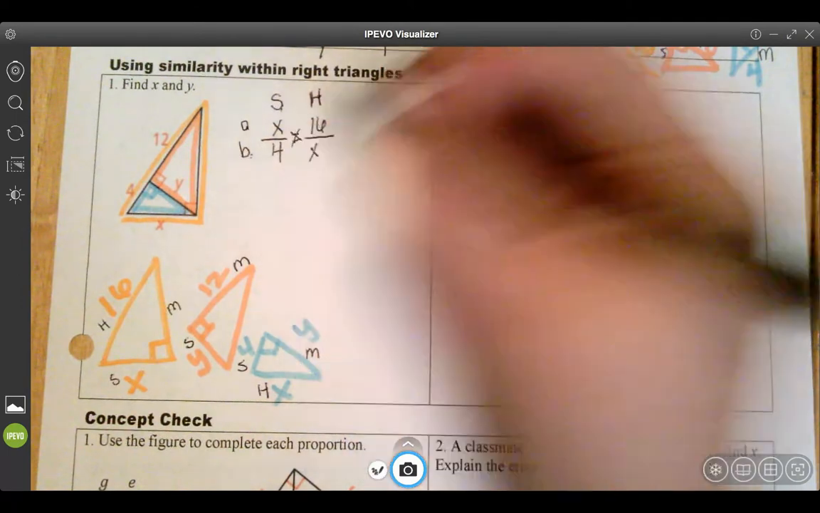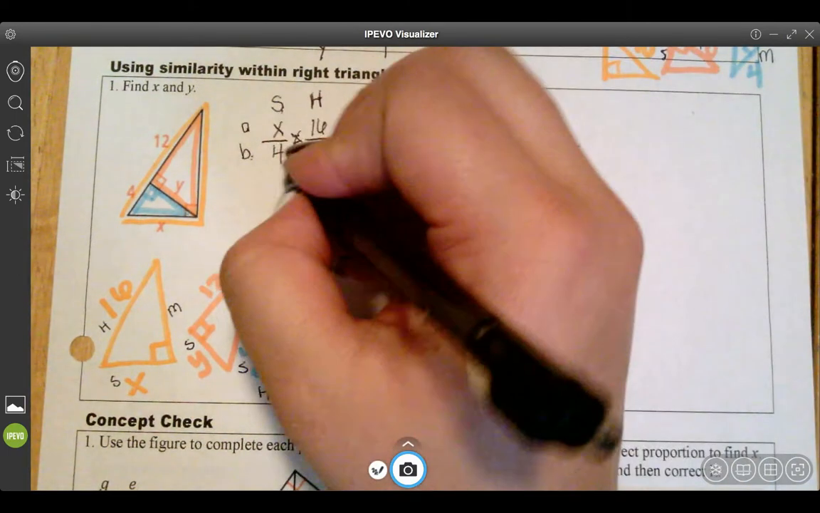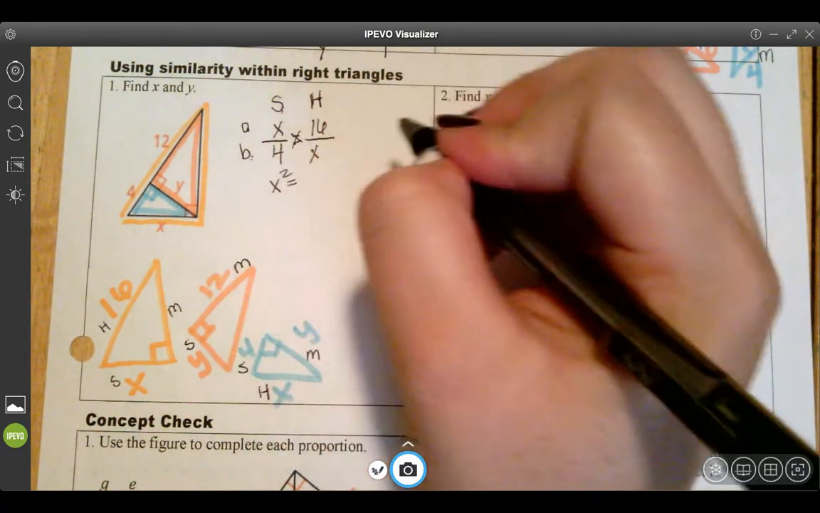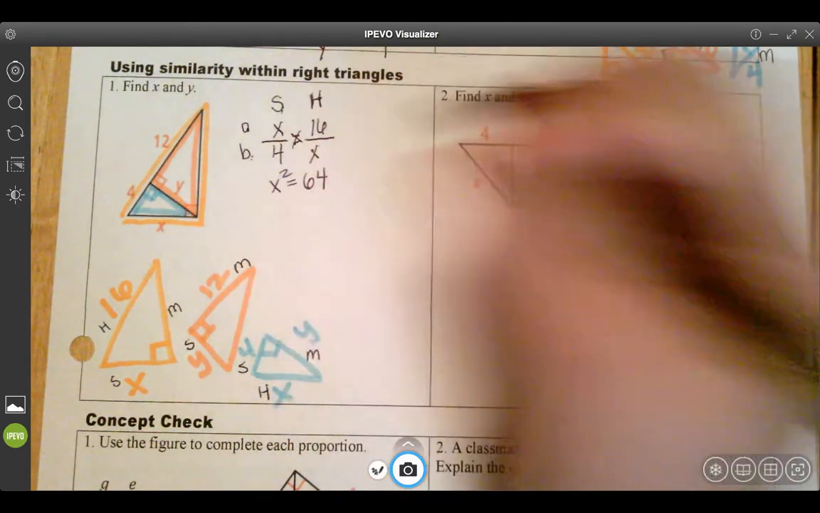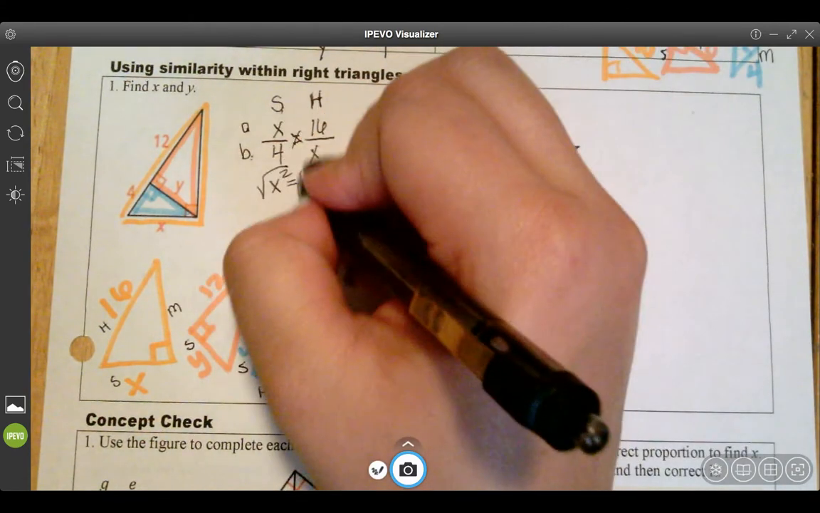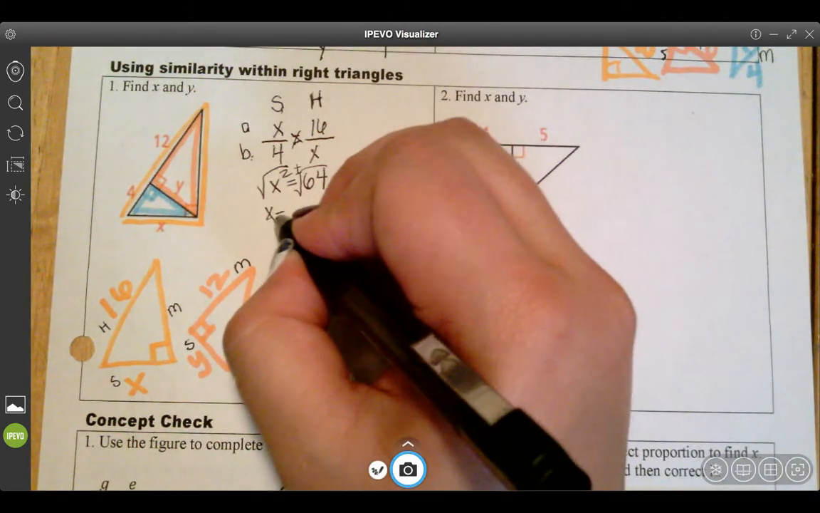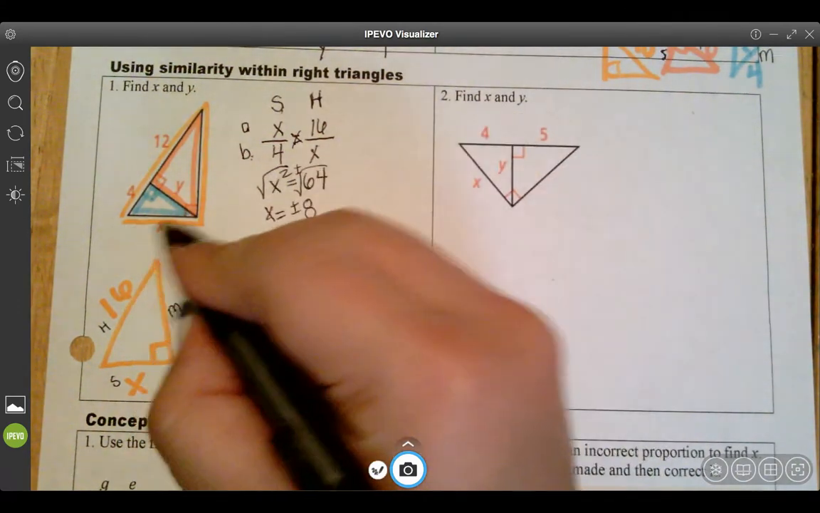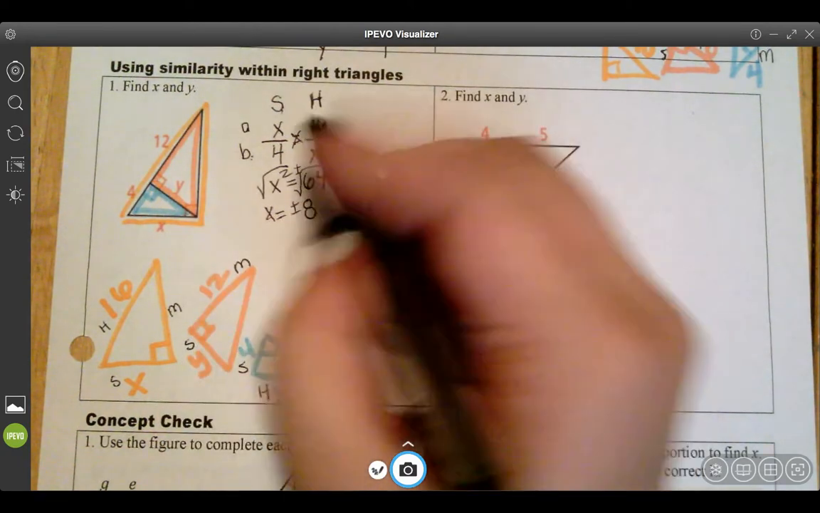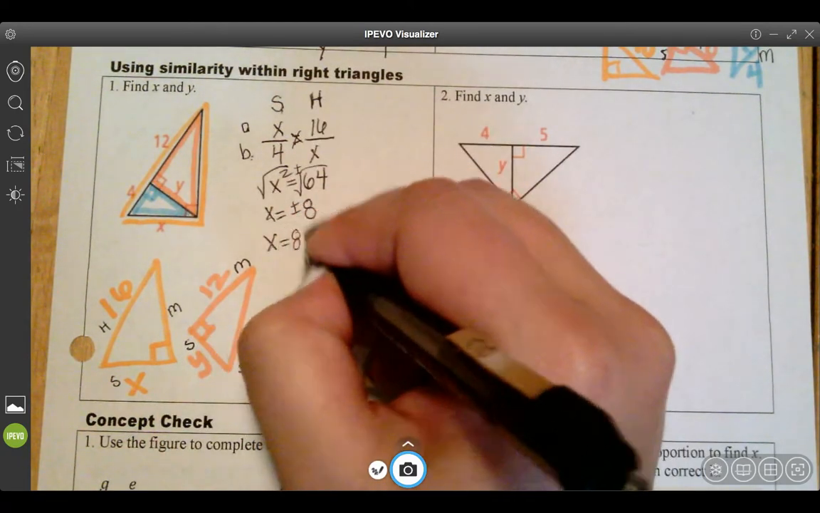To solve this, we can use cross multiplication to get x squared equals 16 times 4 is 64. Take the square root of both sides, always plus or minus when you take the square root. X equals plus or minus 8. X has to be a distance, so it has to be the positive one. X equals 8.